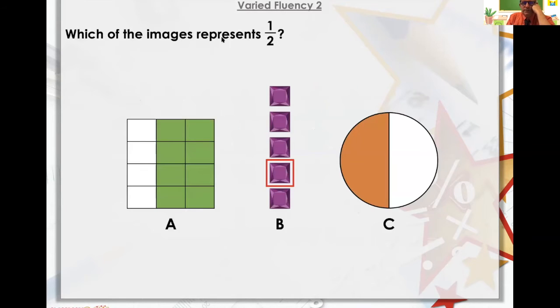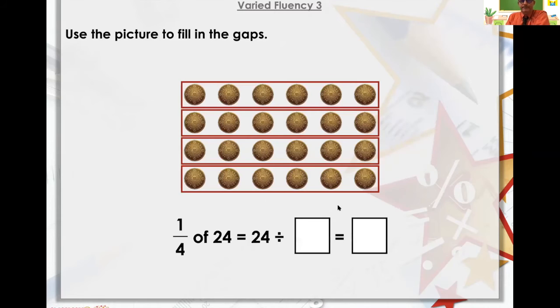Which of the images represents a half? Well, that's not right, because there's 2. That's not the same. A half has to be exactly the same. That's 1, 2, 3, 4, 8. No, that's not a half. 1, 2, 3. 1 out of 5? I don't think so. 1 out of 2. Oh, that was easy.